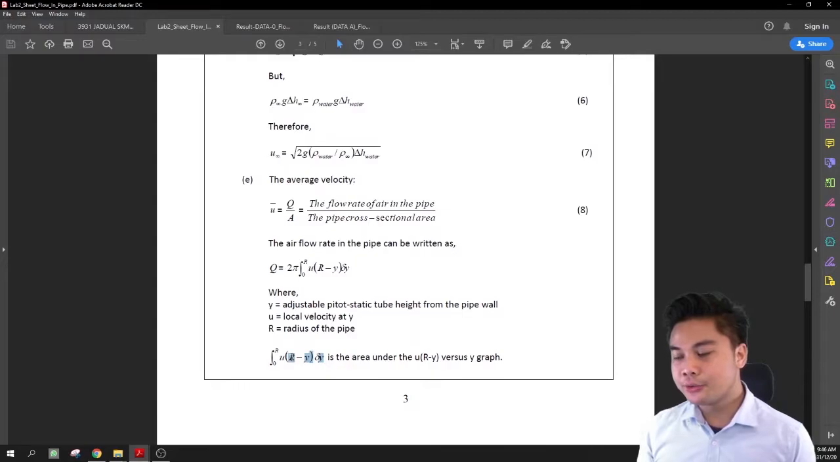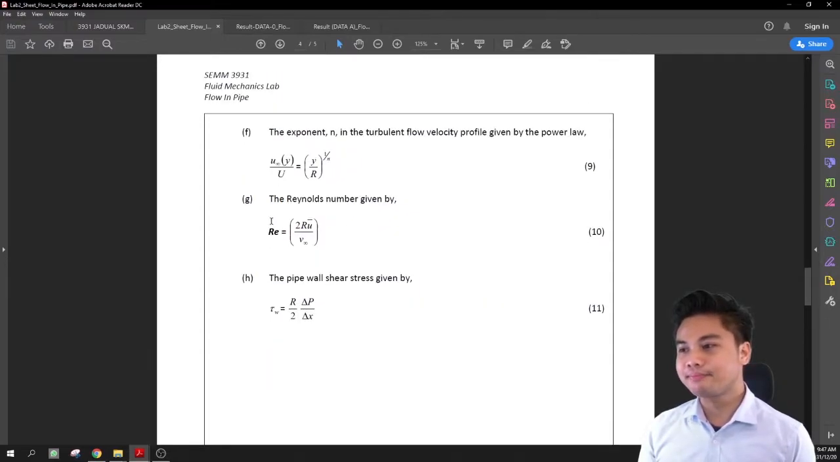This value you replace here, and just multiply with 2 pi. Once the area is multiplied with 2 pi, you will get the Q. The Q you substitute back into equation number 8. The flow rate of air divided by the area gives you the average velocity.